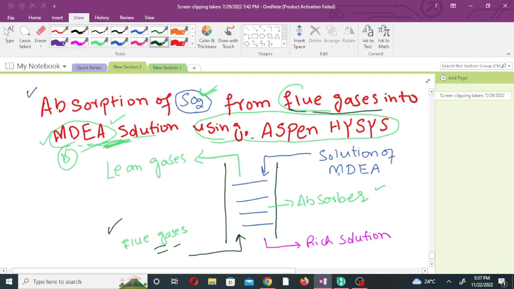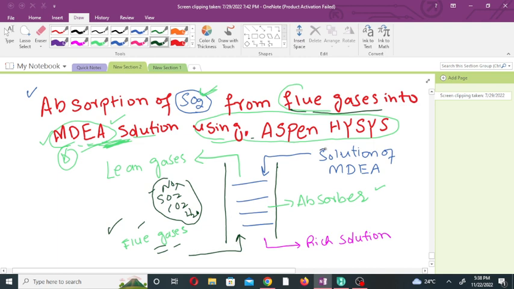methyl diethanol amine solution. The flue gases are nothing but gases like sulfur dioxide, CO2, methane, water vapor, and the NOxes and SOxes. These are some flue gases, produced from the combustion of coal or some other fuel. These are the flue gases which are entering at the bottom of the absorption column.